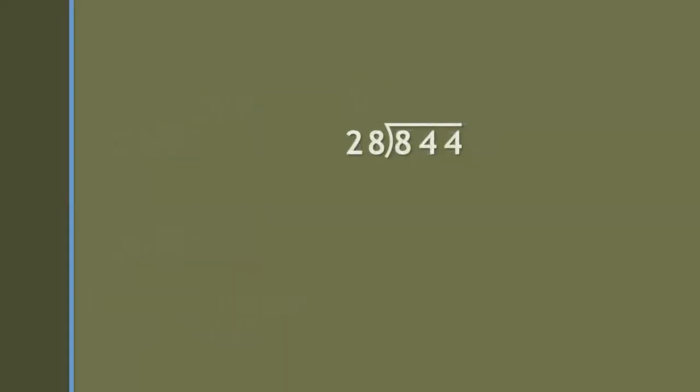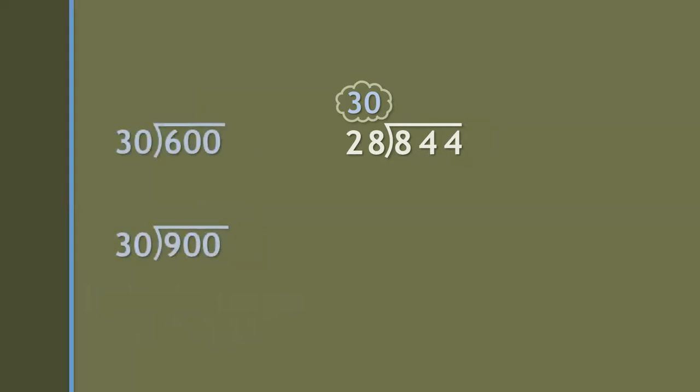All right, let's look at this number, 844. All right, and we have the divisor of 28. Looking here, we can see that 30 is probably the closest multiple of 10 we can come up with to get closest to this answer. And so we're going to think about 30, and it's going to go into either 600 or 900. Now, why didn't I pick 800? Well, simple. 3 doesn't go into 8 evenly. So you're looking for a number that it goes into evenly.